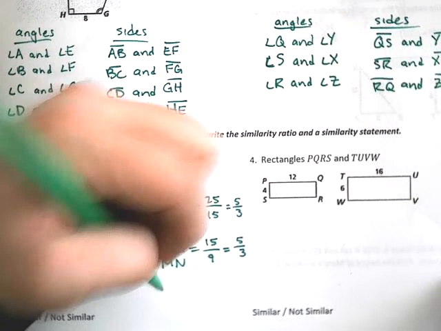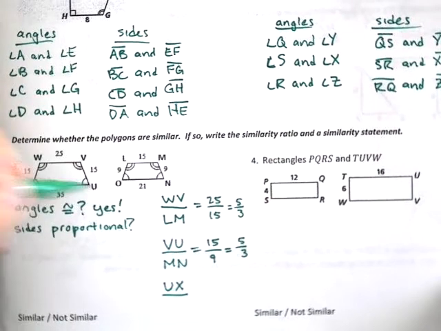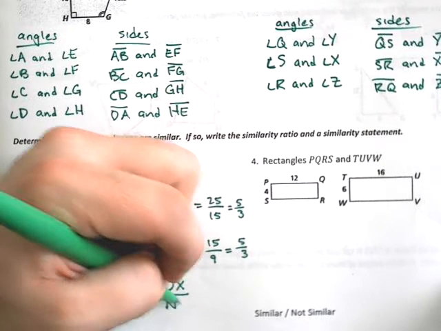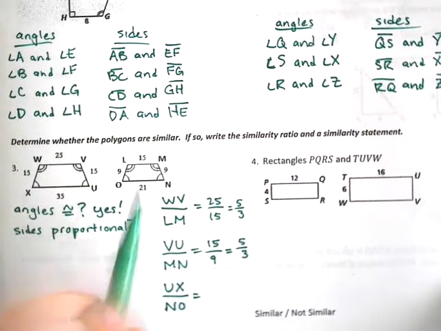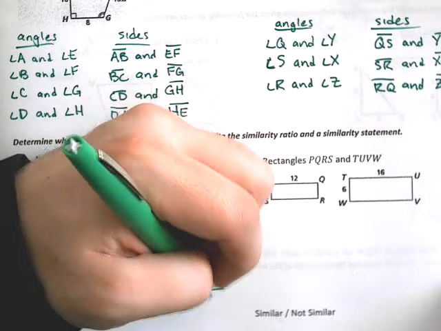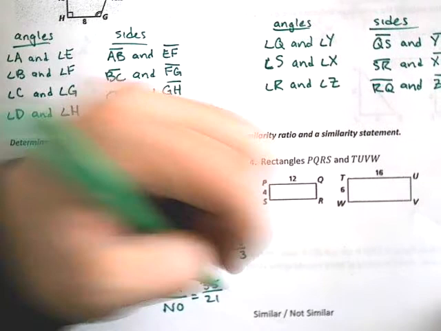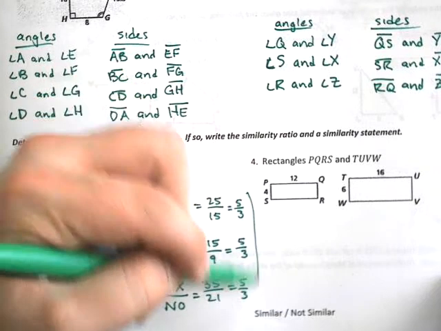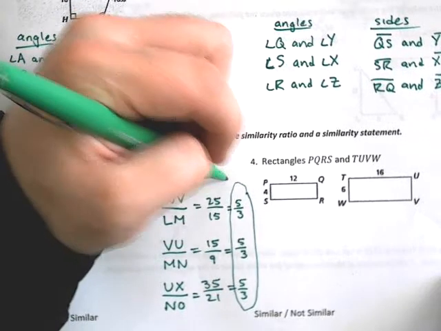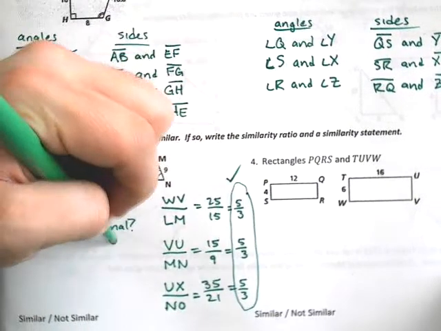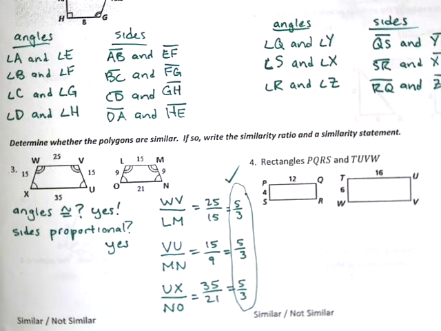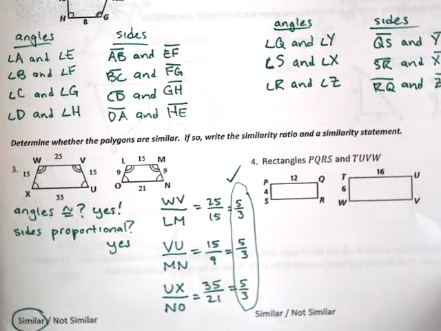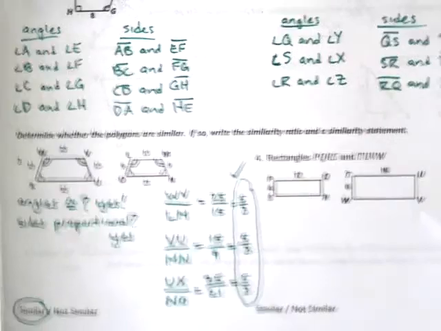So UX, I'll call it, U to X, N to O, 35 to 21. Divide both top and bottom by 7, and what do we get? 5/3. This is good. This is what we wanted to see. This means that our sides are all proportional to one another. Okay? The corresponding sides are all proportional. So I know that my polygons are similar.